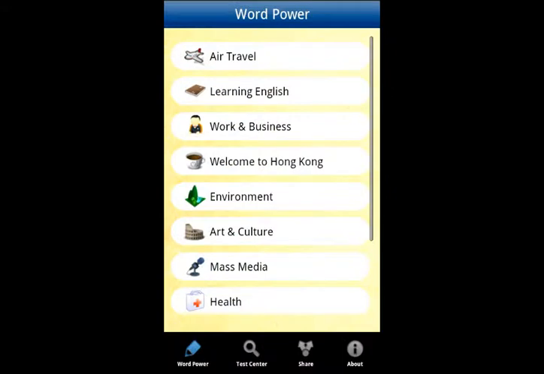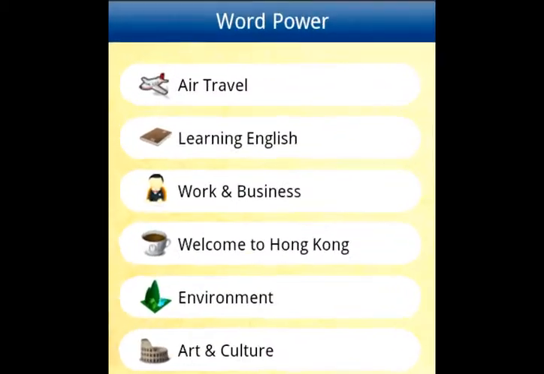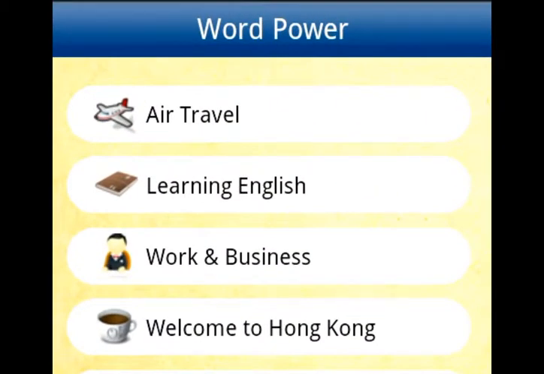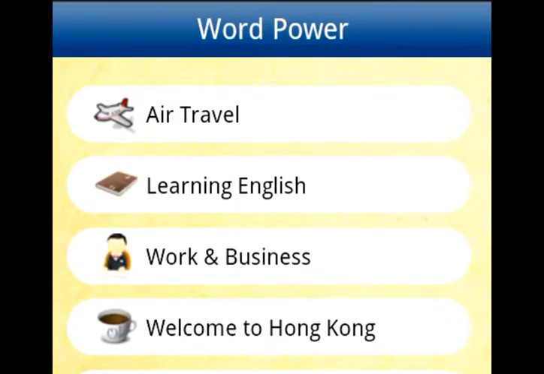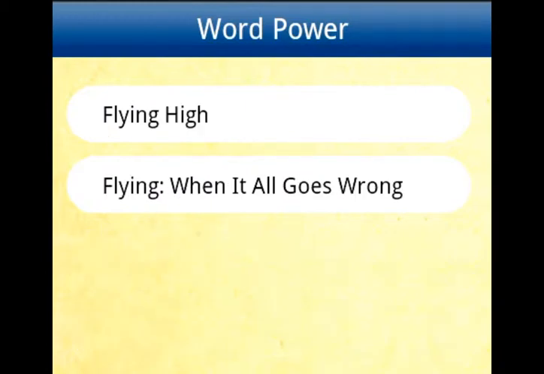If you go into that, you'll see on this first page you've got different topic areas, and things like air travel and learning English, work and business, and a few others there at the bottom. Not that many, to be honest. Let's take a look at the top here where it says air travel, and you'll see there are two further categories here. Now, as far as I understand, the first one is always a reading activity, and the second one is a listening, although both are ultimately connected to vocabulary.